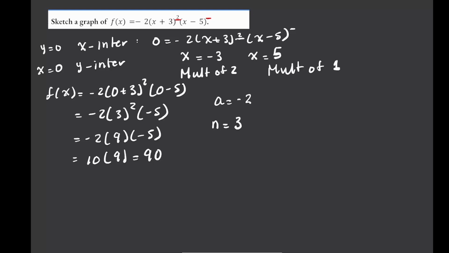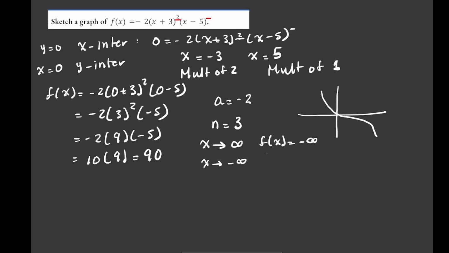So I know that for the long-term behavior, my graph is going to have the behavior of an odd function. But since my a is a negative number, I know that my function is going to look like this. The behavior of this function is that as x goes to positive infinity, f of x is going to go to negative infinity, and as x goes to negative infinity, f of x is going to go to positive infinity.